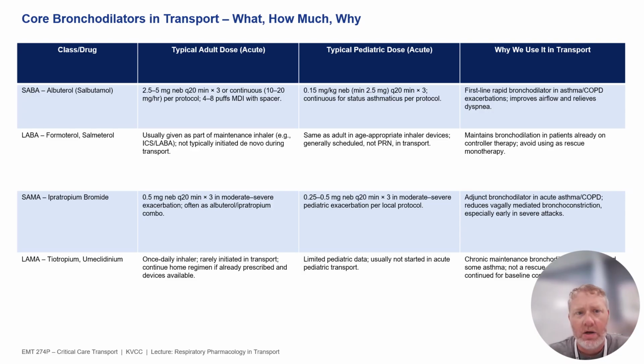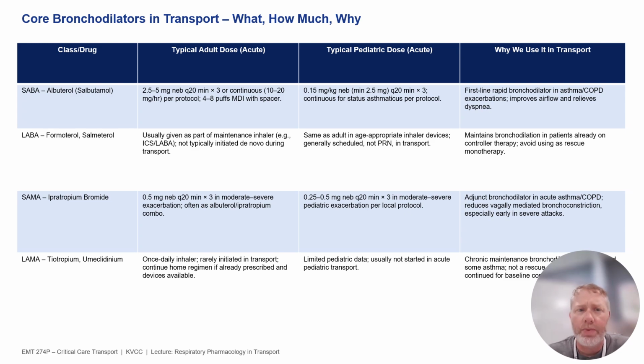if that's indicated. Or if you've got a status asthmaticus patient, you could run it continuously at anywhere from 10 to 20 milligrams per hour based on the length of your trip. For a peds patient, usually they can just get a standard dose of 2.5 milligrams of albuterol. You can do it by weight, so like 0.15 milligrams per kilogram for a minimum of 2.5 milligrams.